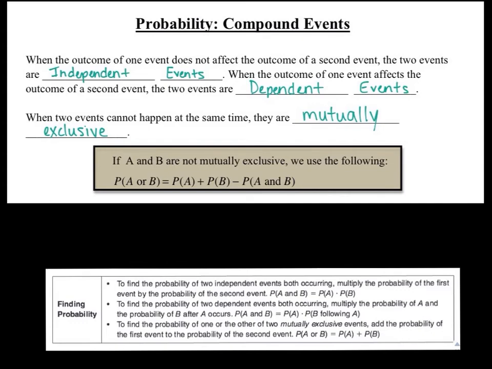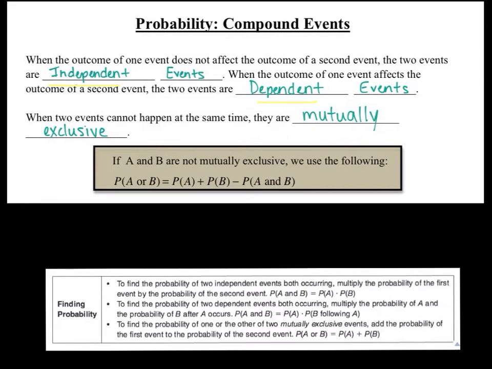Compound events just means two events are happening at one time. It's said that if one outcome of an event does not affect the outcome of the second event, then they are independent events. But when the outcome of one event does affect the outcome of the second event, then they are dependent events. If these two events can't happen at the same time, we call them mutually exclusive.